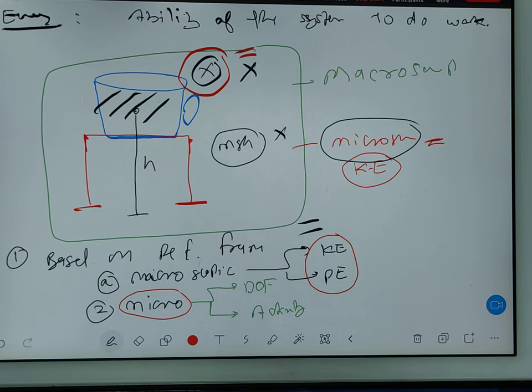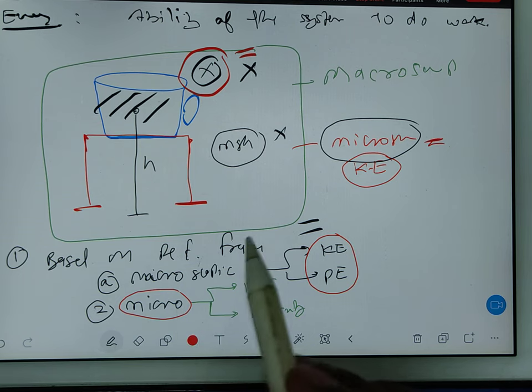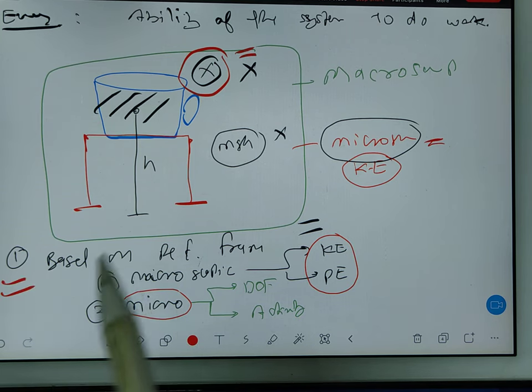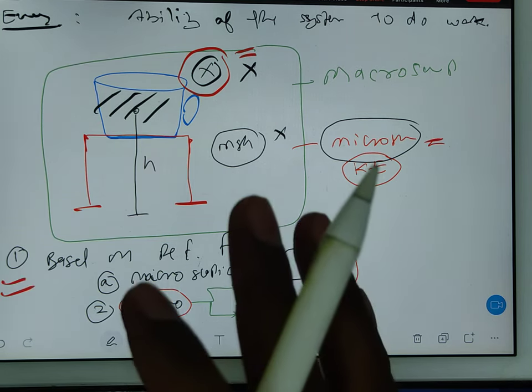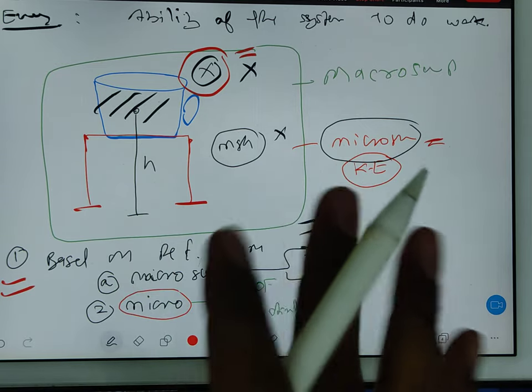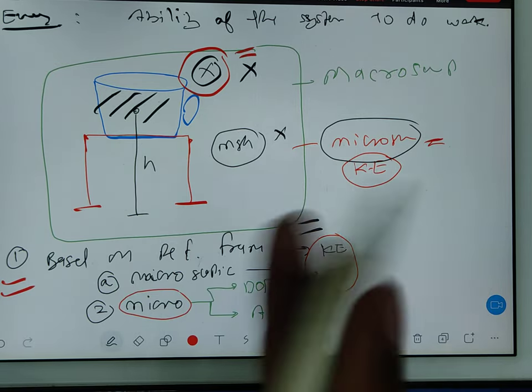Now we are going to discuss what type of energies. This is one classification. Now there is another classification. Some types of energies you can store, some types of energies you can't store. So that is also one classification. That is our second classification.